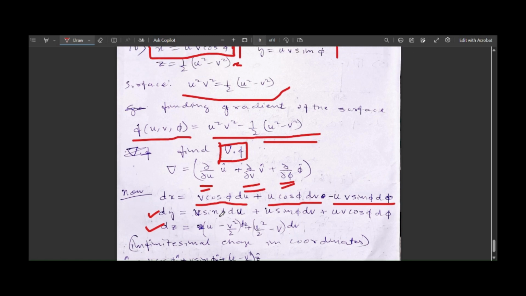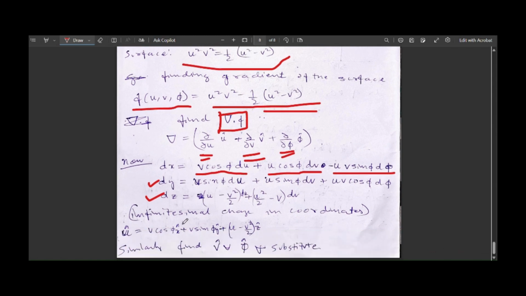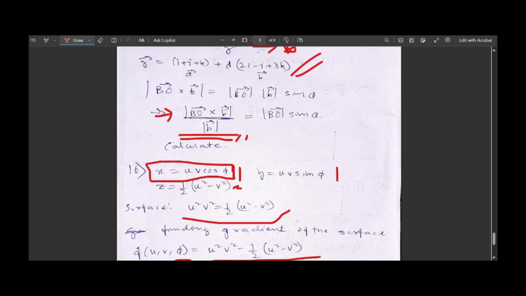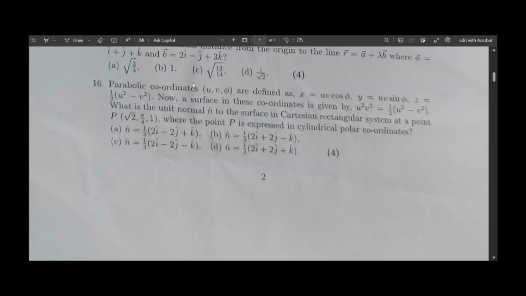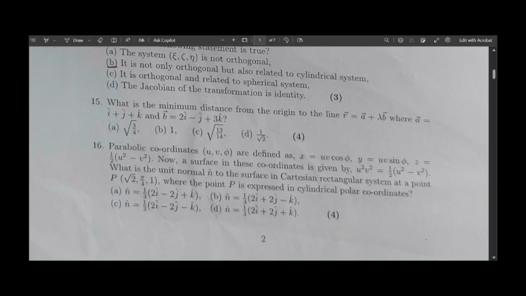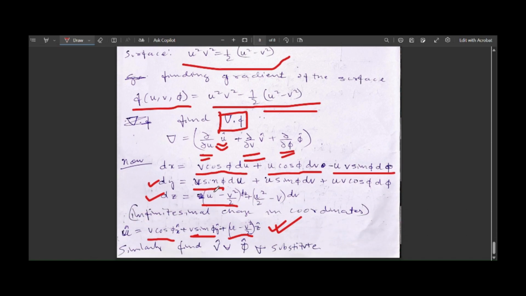Then we can find the expression for û from here, in terms of du, v cos φ, v sin φ, and u, with v²/2 terms. In place of this û, write this expression. Similarly for v̂ and φ̂, and just find the final answer. It is not very difficult, maybe a lengthy calculation, but not very difficult. So thank you.